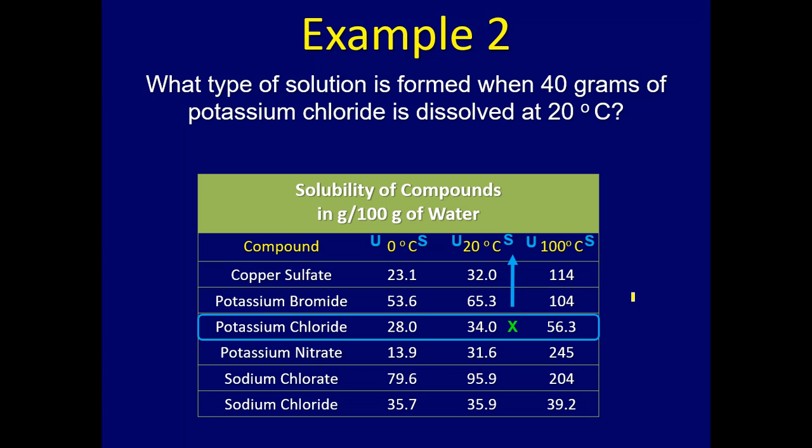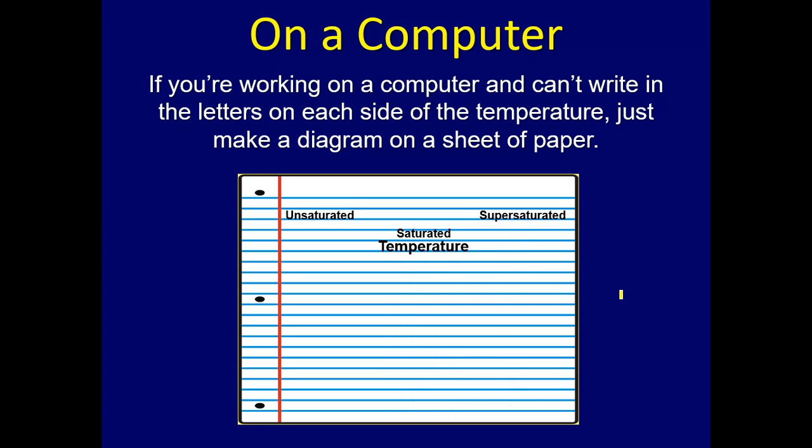Okay, so this makes it very easy just to put the U and the S. Now, if you're working on computers, just on a little scrap sheet of paper or something, just jot down temperature, saturated, unsaturated, supersaturated, just to take out some of the anxiety of working these tables, make it less confusing. Right? Hope that helps.